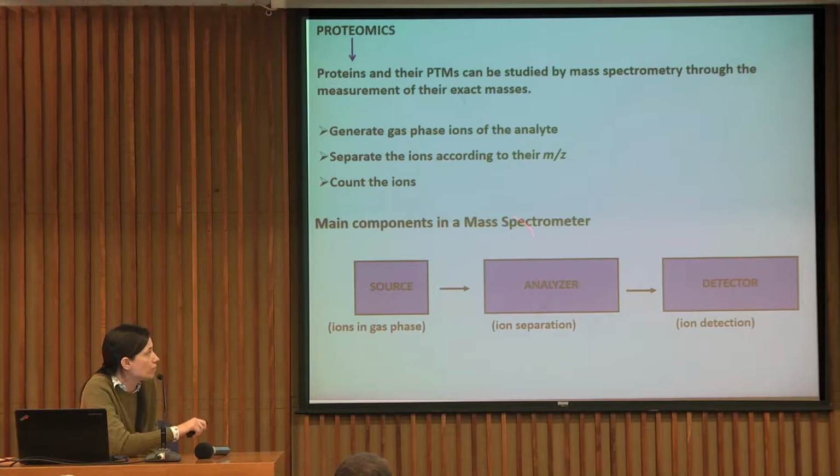That is why every mass spectrometer must have these three main components. We have the source, where the ions are generated. We have the analyzer, where they will be separated, and we finally have the detector, where they will impact and they will be counted and measured. So there are different kinds of sources, analyzers, and detectors. They can be combined in different ways. You may have more than one of each in one instrument, but every mass spectrometer will have one of each of these three.